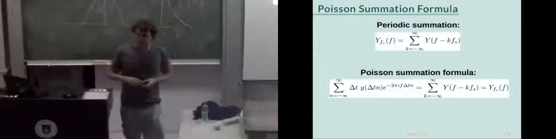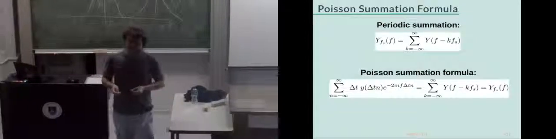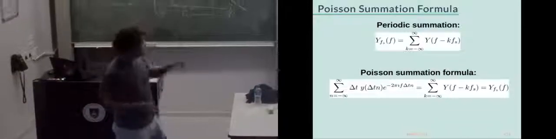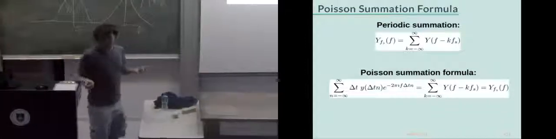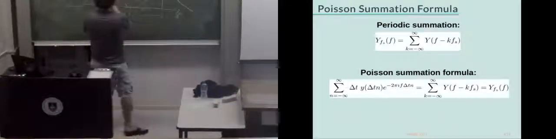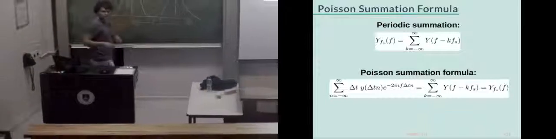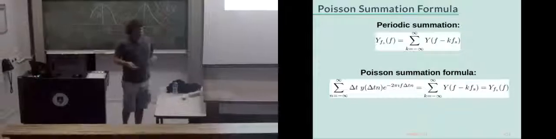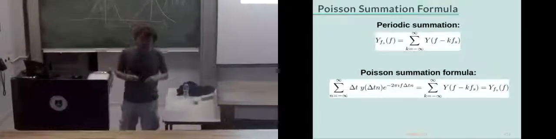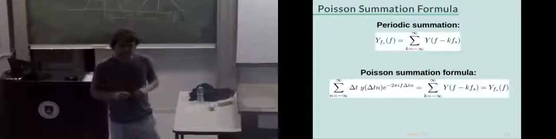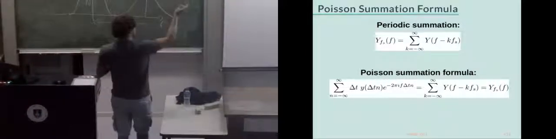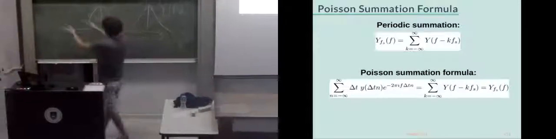Yes? Is fs always the period, or can it be any number? Fs can be any number in this case. You can choose it to be any number. It's just the distance that you shift this thing, that you make the copies of. But what we're going to do is make fs a specific frequency, the Nyquist frequency.